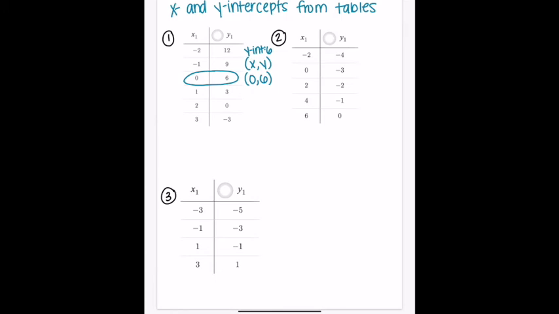Okay, now I have another 0 in the table. But this time, the 2 is my value. So this is the point (2, 0). So as an xy point, my x is 2 when y is 0. So this is my x-intercept. So the x-intercept is (2, 0), and the y-intercept is (0, 6).